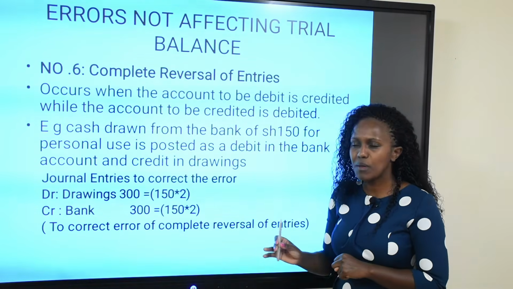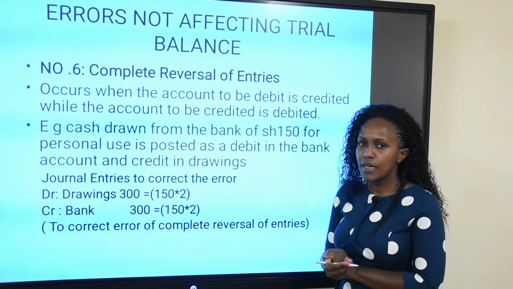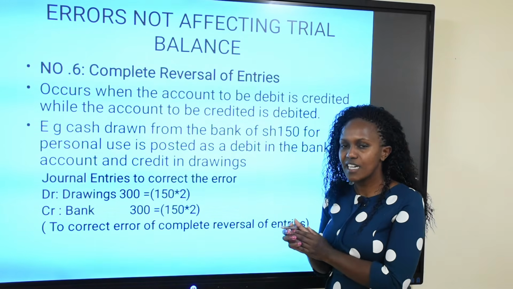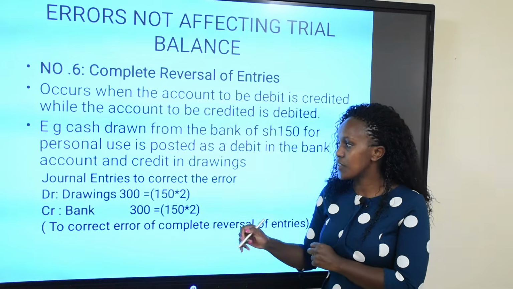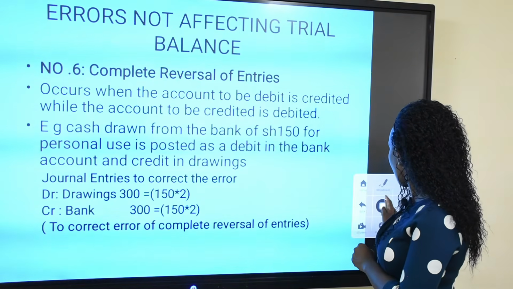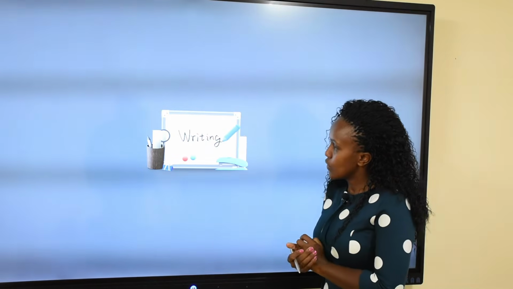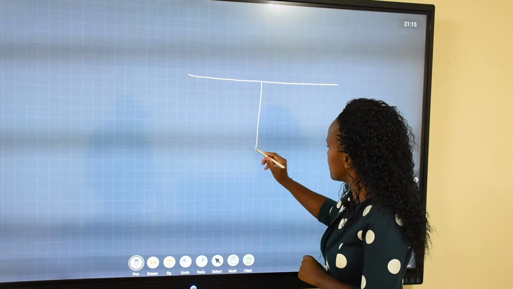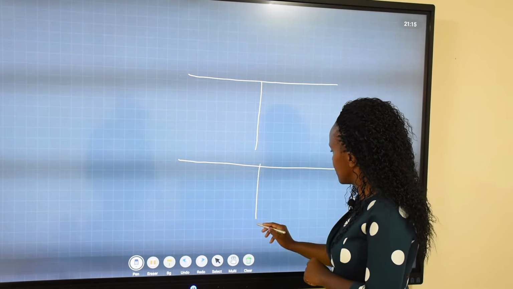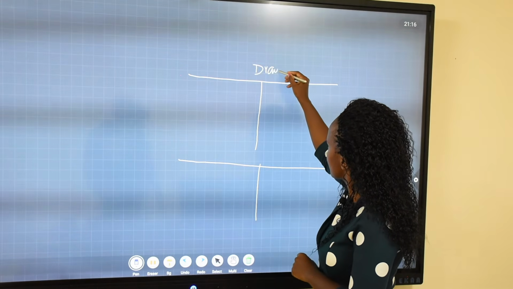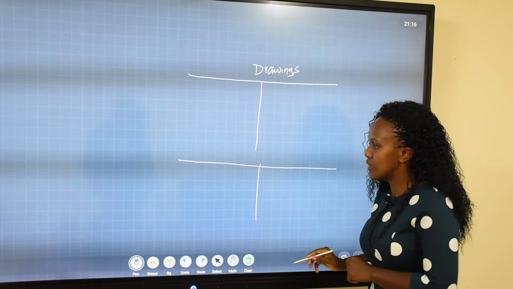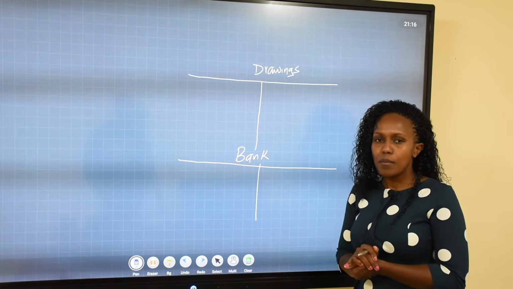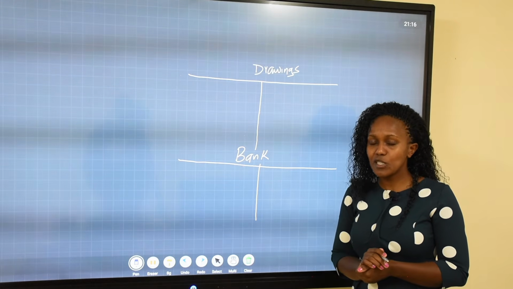Now maybe you're wondering, why do we have to multiply by 2? Let's start with the drawings. Instead of debiting, you credited. Let me show you this. Here, for example, this is the drawings, and this is the bank. Money has been withdrawn from the bank, shillings 150.